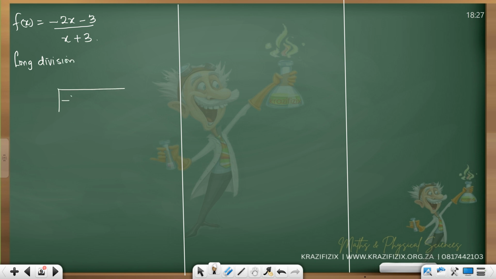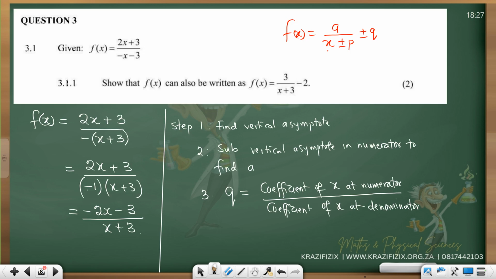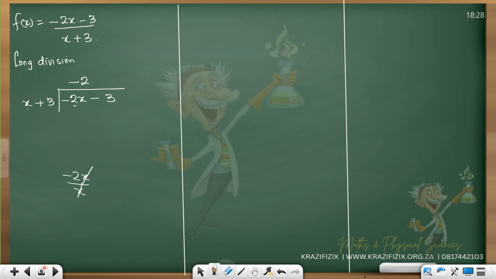Look at what I'm going to do. I want to just teach you because we are different. Somebody might prefer something different. Look at this. What is negative 2x divided by x? That will give you what? Negative 2. Already, let me show you where that negative 2 is. Can you see my negative 2? That's my q. I already have that negative 2.